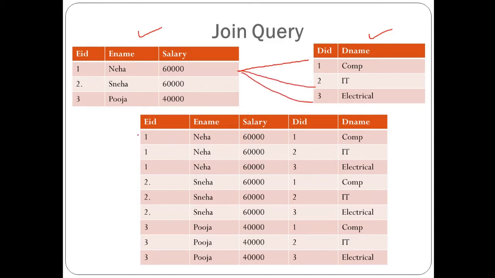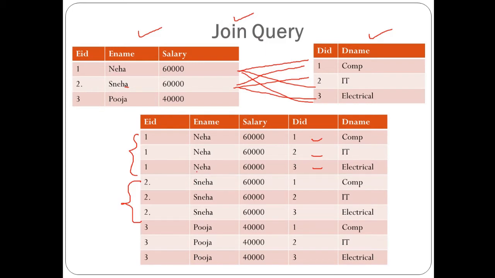Right? So you can see here for employee ID 1, we have 3 records generated. Cartesian product will associate each record from the first table with each row from the second table. So this is for employee name Sneha. These are records generated in the join. So this is the join result for Cartesian product.